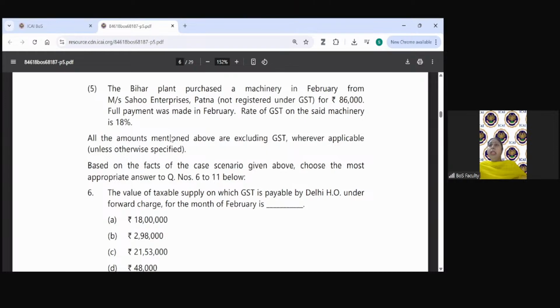Full payment was made in February. Rate of GST on said machinery is 18%. Now, all the above amounts are excluding GST wherever GST is applicable, unless it is otherwise specified that GST amount is included, because we have seen in case of the TDS, in case of the Stationery Mart, whatever payment we have made to Stationery Mart, GST was included in that. Otherwise, all other amounts are excluding GST.